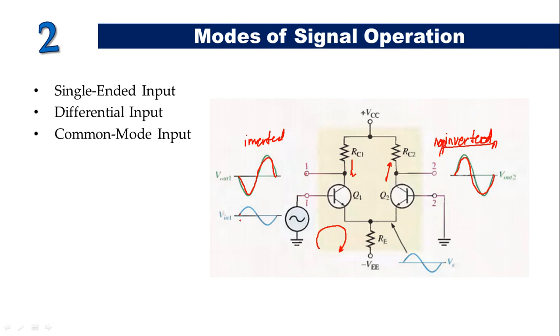Okay? So, the cause of that is that, at the first, our circuit at 1 is a common emitter. And then, at the second, we function as a common base, so our output here becomes non-inverted. Alright? So, next.